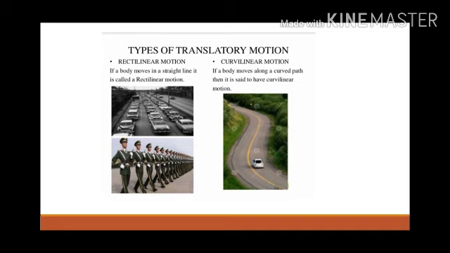There are more examples, like the motion of a cycle when you take a turn on a curved path, and a ball thrown by an athlete in a curve. These all are the motions or examples of curvilinear motion.